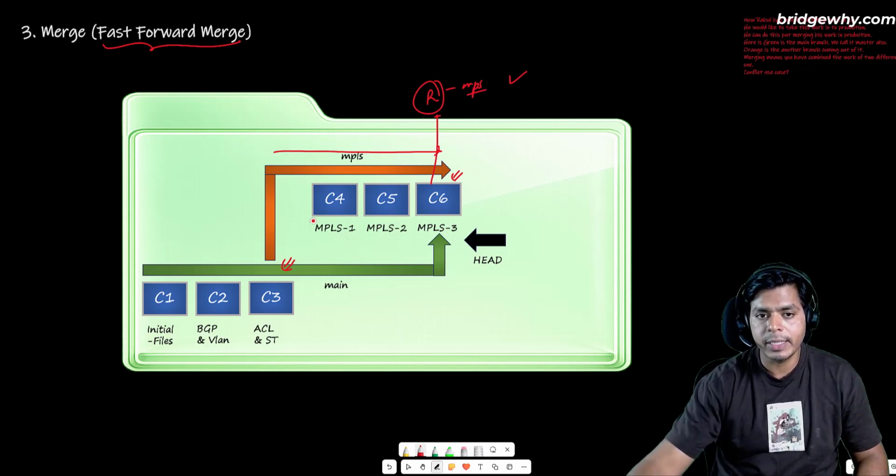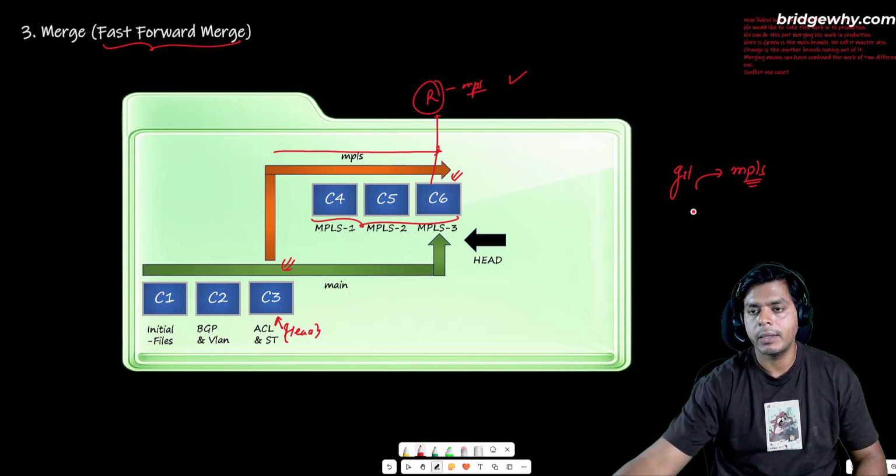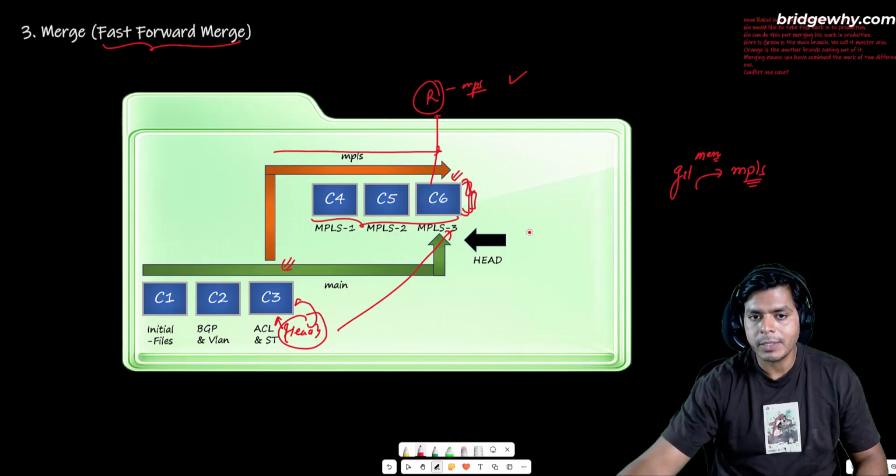Now you want to include this into main branch. Previously, when you were in C3, in main branch, head was pointing to C3. When you say, Mr. Git, I would like to merge MPLS branch into my main, I would just say git merge MPLS. And what it is going to do, it is just moving my head, which was pointing to C3, to C6. Why? Because this will be becoming my new commit.